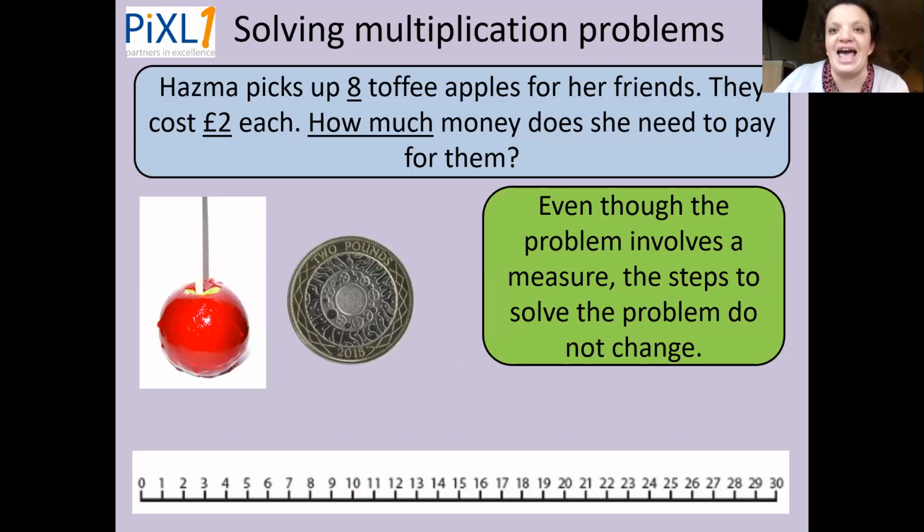Hasna picks up 8 toffee apples for each of her friends. So she gets 8 toffee apples altogether for her friends and herself. They cost £2 each. How much money do we need to pay?